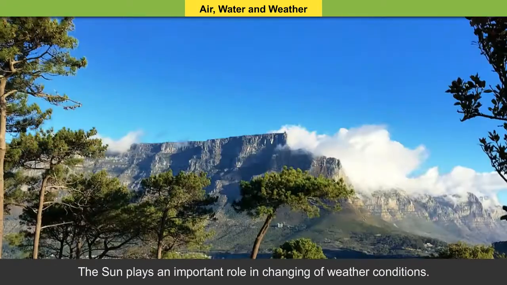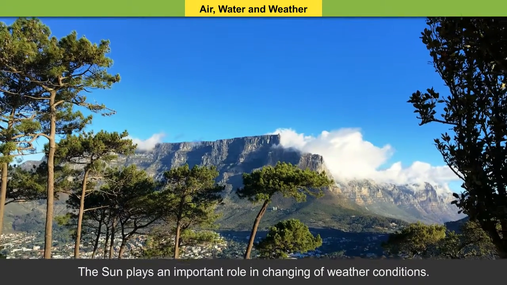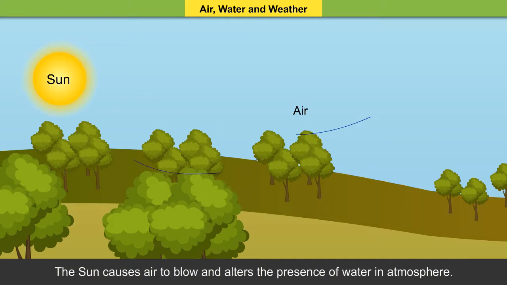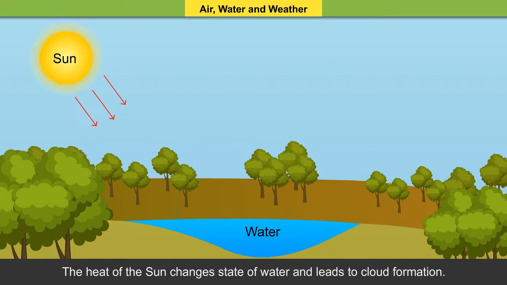The sun plays an important role in changing of weather conditions. The sun causes air to blow and alters the presence of water in the atmosphere. The heat of the sun changes the state of water and leads to cloud formation.